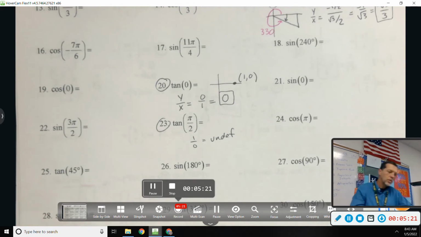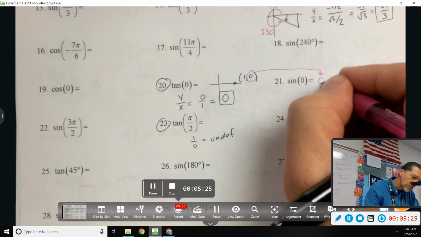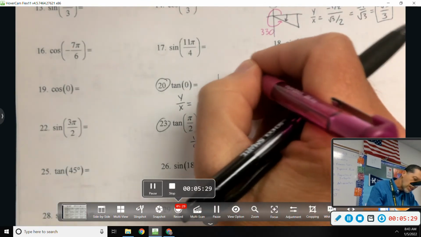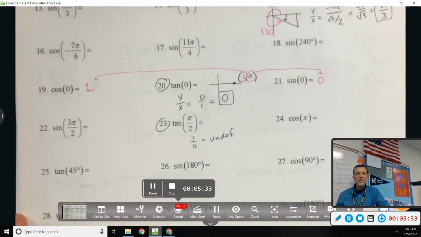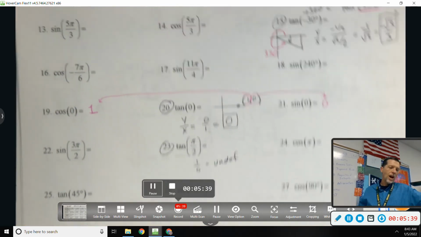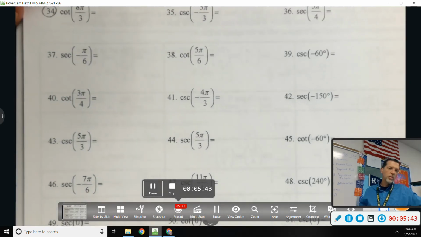Well, 21 is the y coordinate, but not 1 over, just the y coordinate. Cosine is the x coordinate. So 19, 20, and 21 are all, since they're all at the same angle, related to each other. I want to do one more. It has to do with the coterminal stuff.